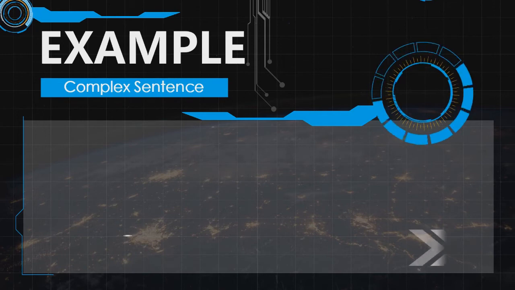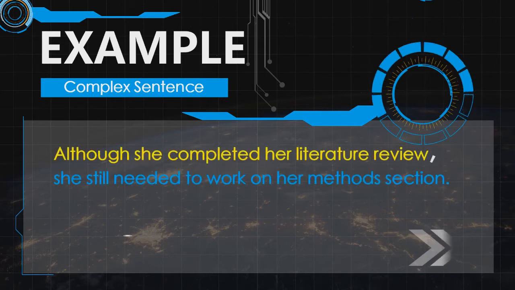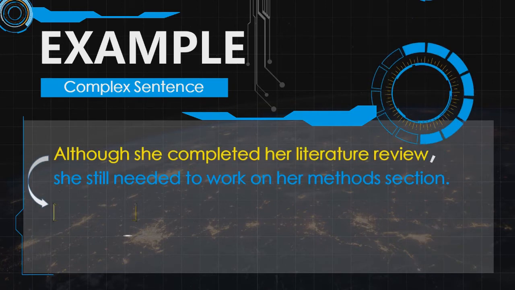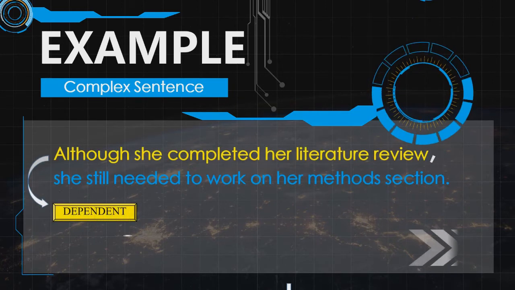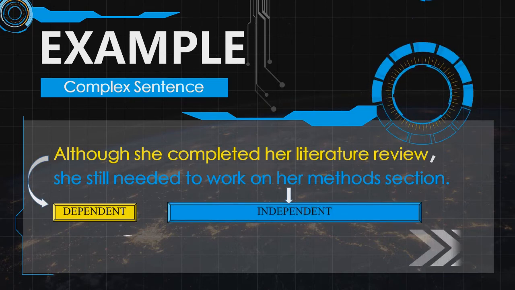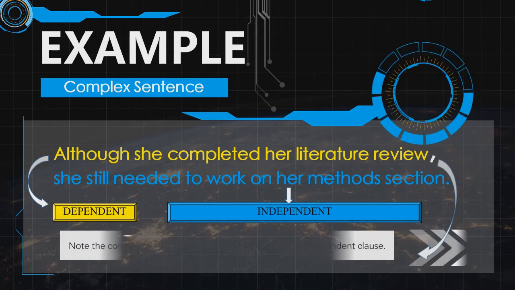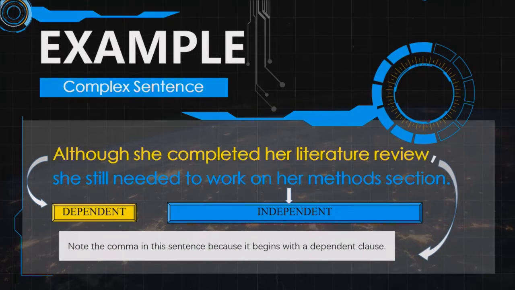Example number 1: Although she completed her literature review, comma, she still needed to work on her method section. Although she completed her literature review is a dependent clause. She still needed to work on her method section is an independent clause. Note the comma in this sentence because it begins with a dependent clause.